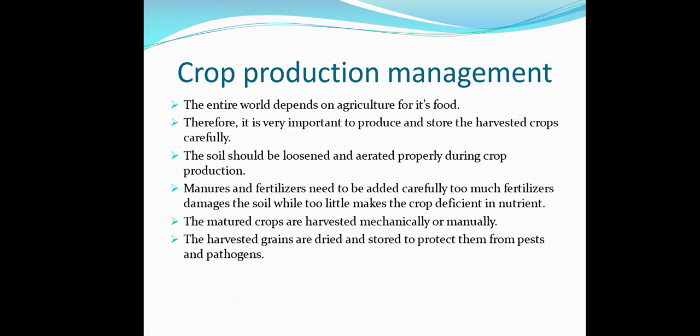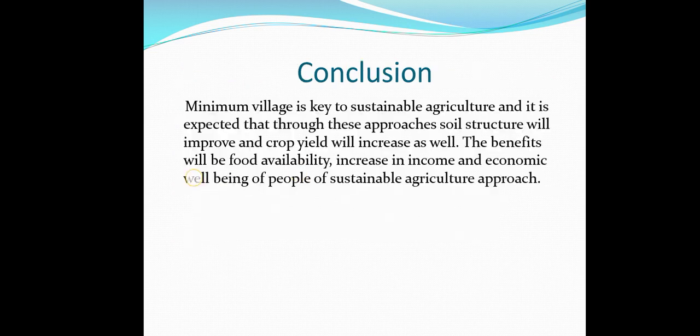The matured crops are harvested mechanically or manually. The harvested grains are dried and stored to protect them from pests and pathogens.